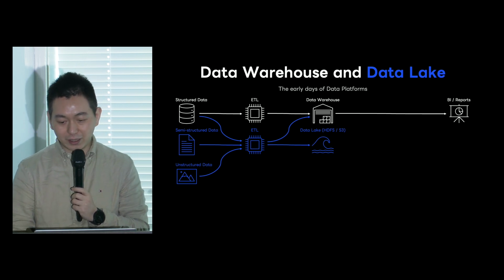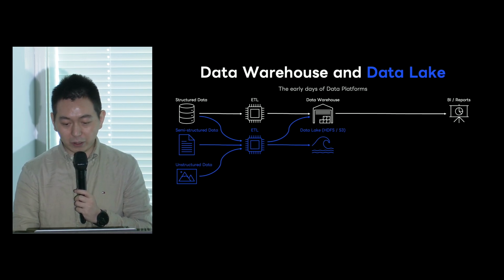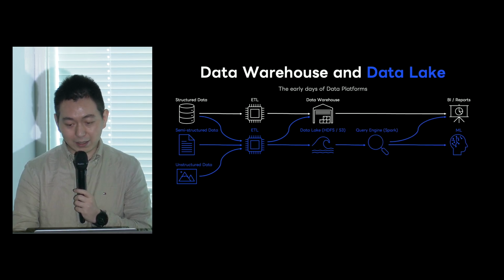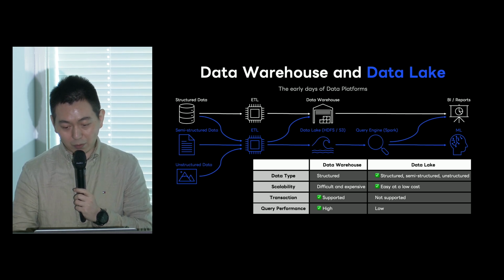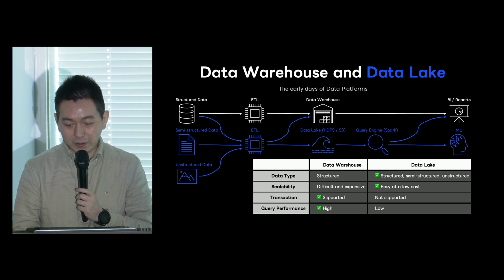Then we had a data lake architecture to store such data on distributed storage like HDFS or AWS S3. To properly query from a data lake storage, we need to use some query engine like Spark, which not only supports previous BI or reports, but also enables machine learning on various data sources. When we compare data warehouse and data lake, we can see that data lake can support more data types and easier scalability at a lower cost. However, it doesn't support transactions, and the overall query performance is lower than that of data warehouse.